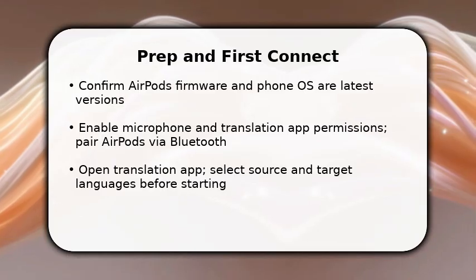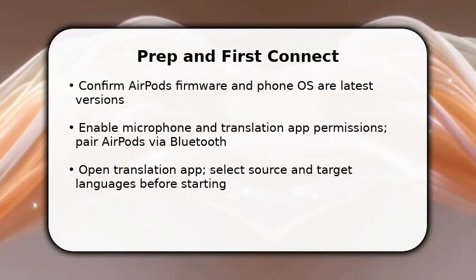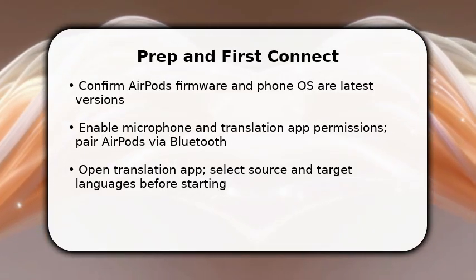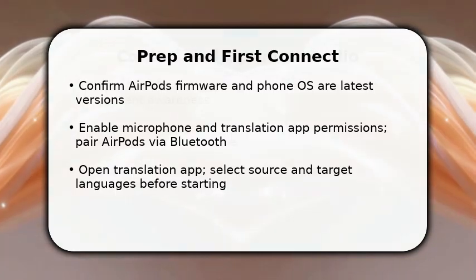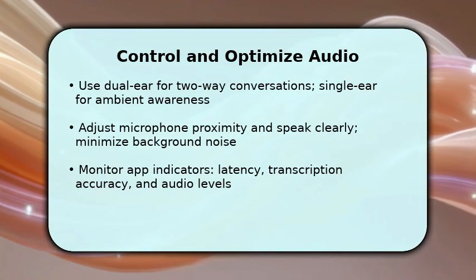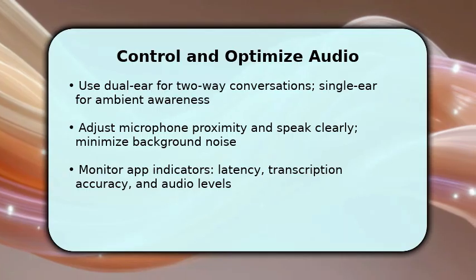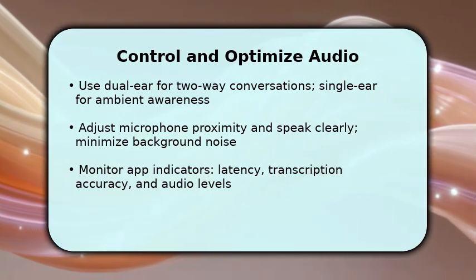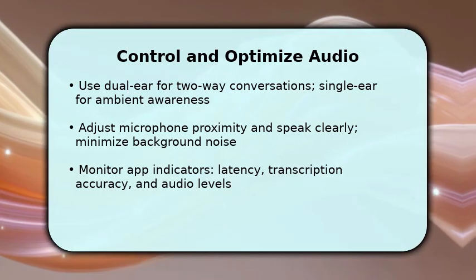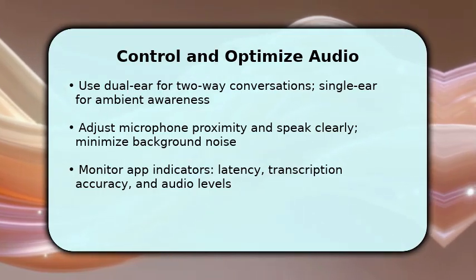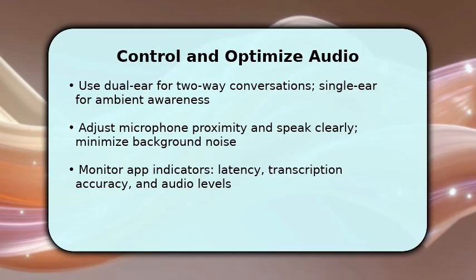Once the session starts, control audio routing. Dual ear delivers both voices to each listener. Single ear sends translation to one ear so you hear surroundings. Make sure the speaker speaks toward the AirPod microphone. Mouth-to-mic distance affects accuracy, so move within 0.51 meter if possible and avoid noisy areas.